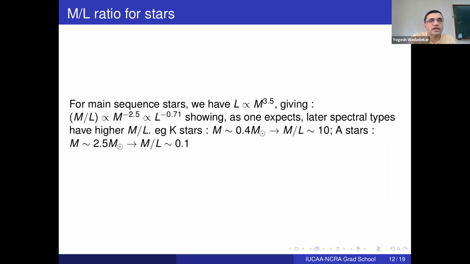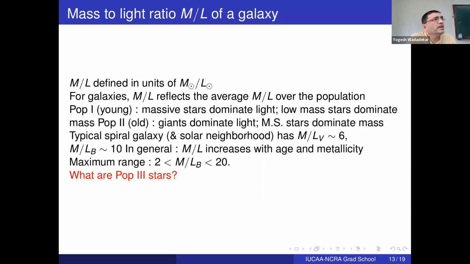This is for individual stars. Now, can we define the mass to light ratio of a galaxy? Yes, we can. Here, instead of taking the mass of one star, we just add up the masses of all stars in the galaxy. And for luminosity, we do similarly. We just add up all the luminosities together to get the total luminosity. So the total mass of the galaxy and the total luminosity.